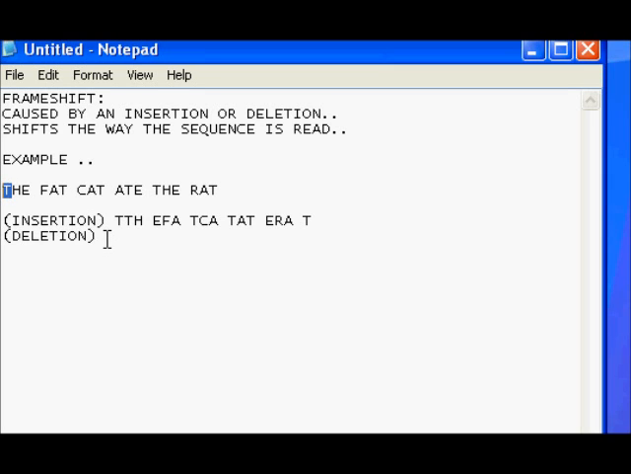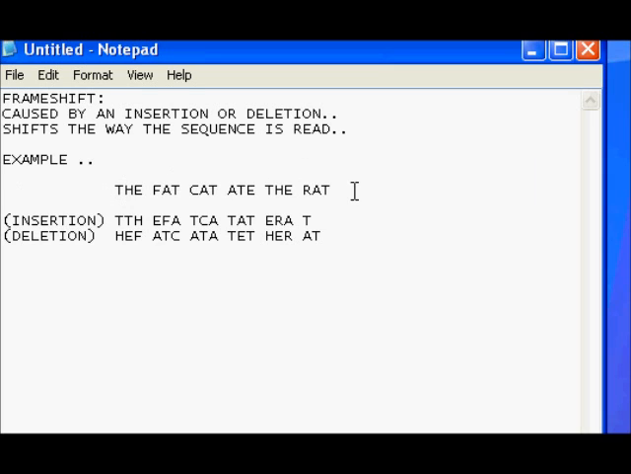So HEF, ATC, ATA, TAT, or TET, HER, then AT. So this is the new sequence now, and so you can see the difference. This is the original one right here. Fat cat ate the rat. Then this is with the insertion, and this was with the deletion.